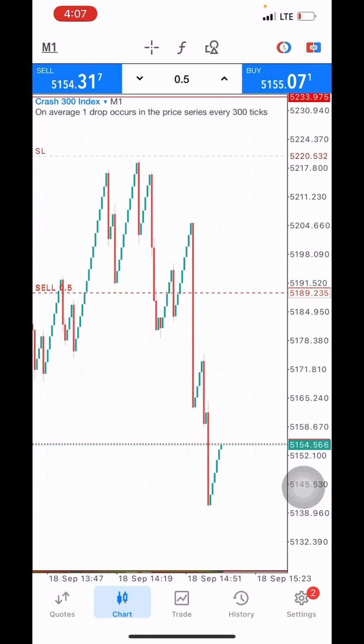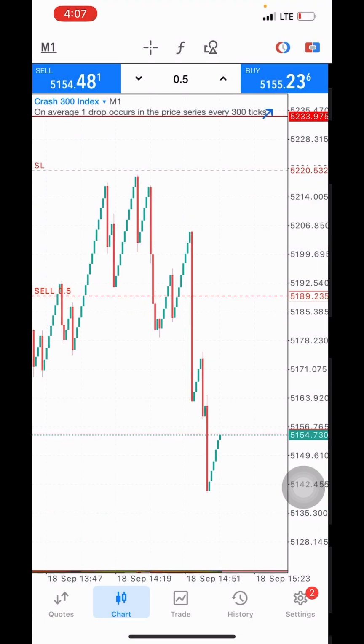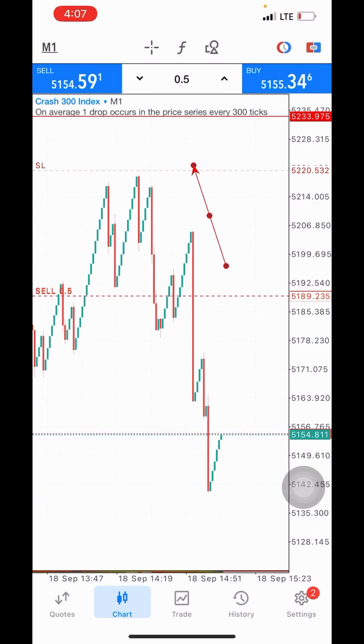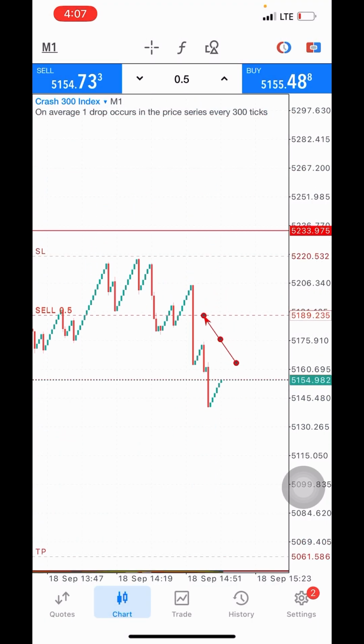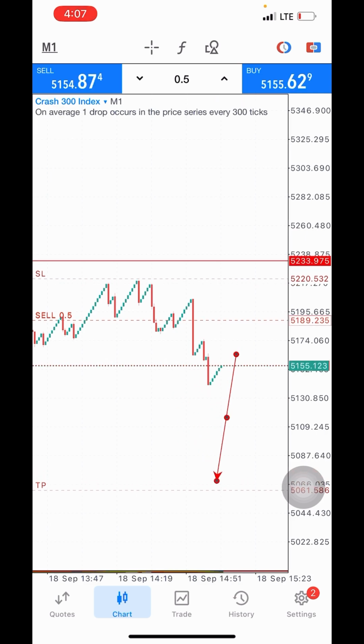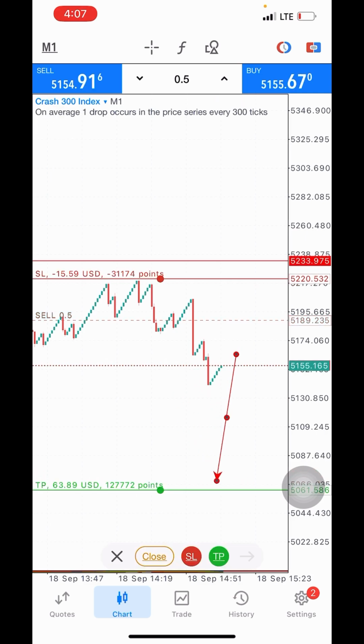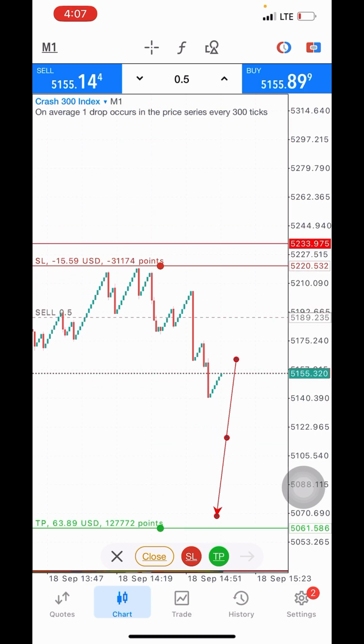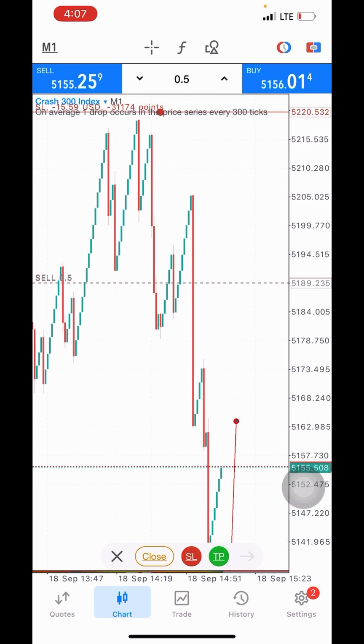You can see our entry. That's our SL up here, and our entry here. We have a TP down here. So if we hit our TP, we'll be making $60 each position, like $63 a position.